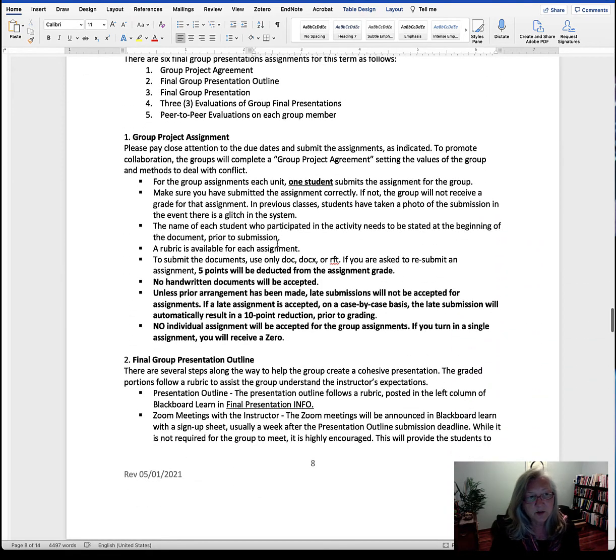Here, there's details in the syllabus about your group project assignments and how you go about that. You will notice it says no handwritten documents are accepted. Please, please, please, it is really important that you learn to use things like PowerPoint. You will use presentations throughout your career, and now is a good time to do that. If you need help, I'm here to help.